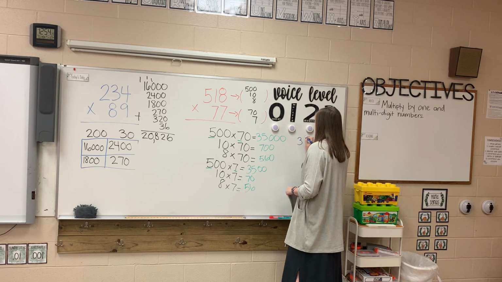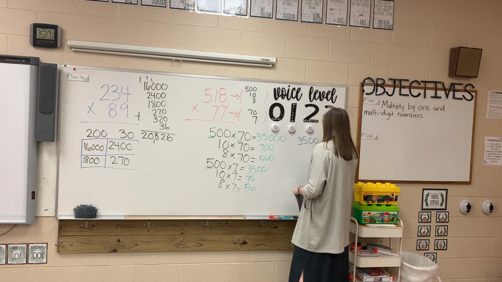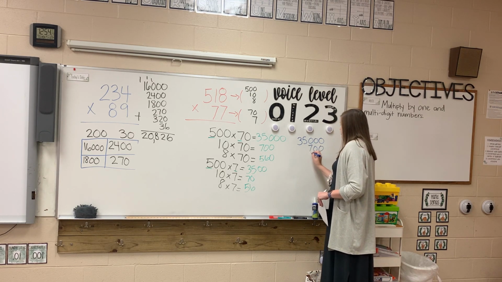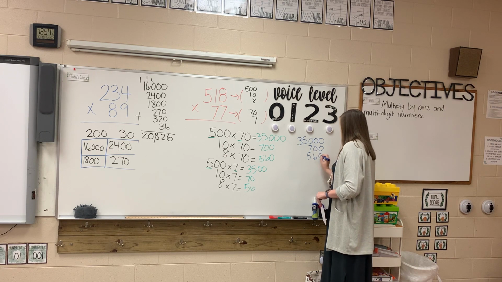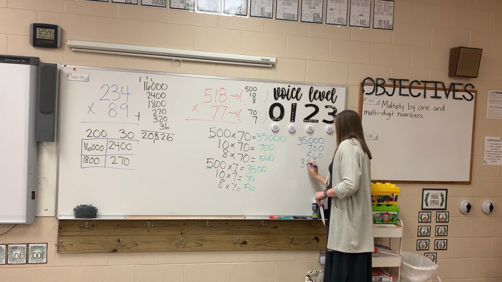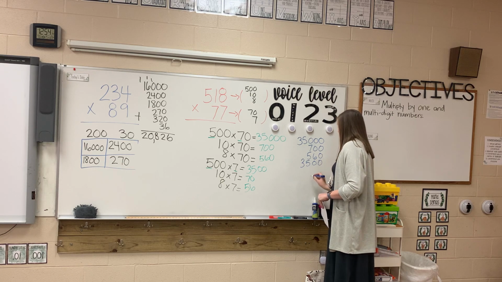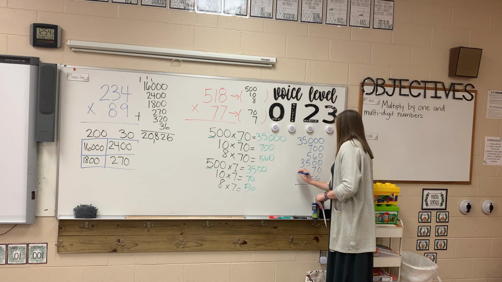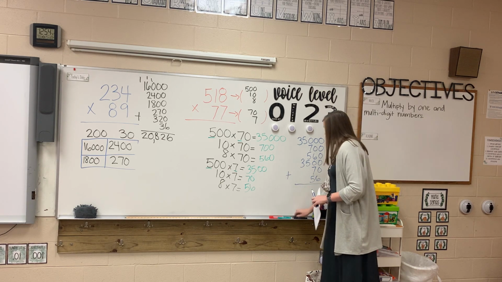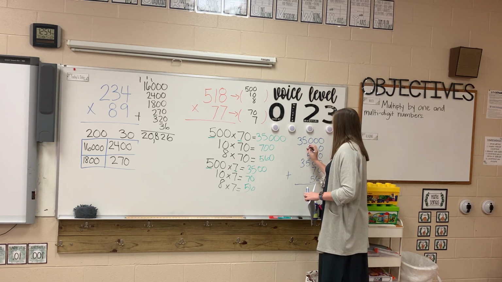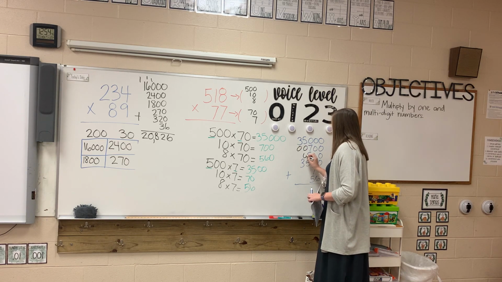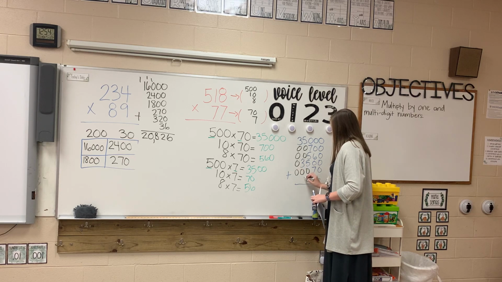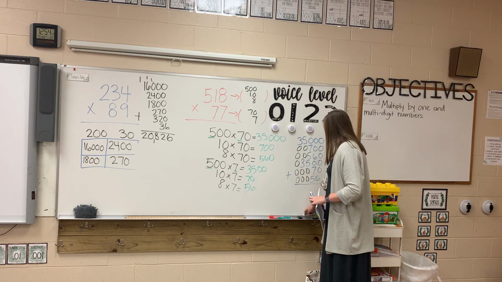So I'm going to come right here and just line my numbers up. I have 3,500, 700, 560, 3,500, 70, and 56. And if it helps you, you can add zeros to hold your spot where you don't have numbers for those other ones. It's just whatever is easiest to you.